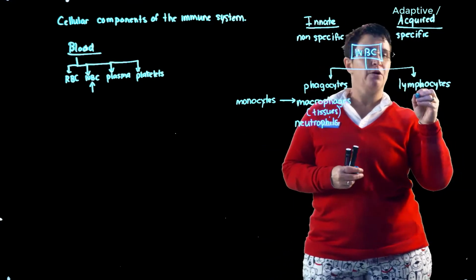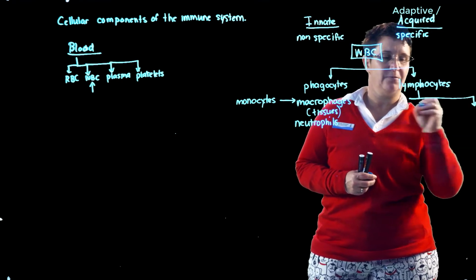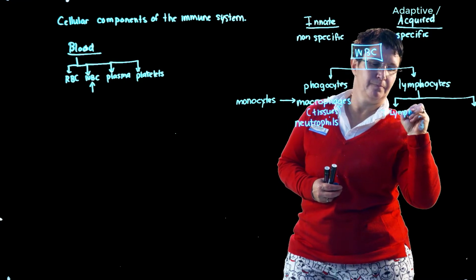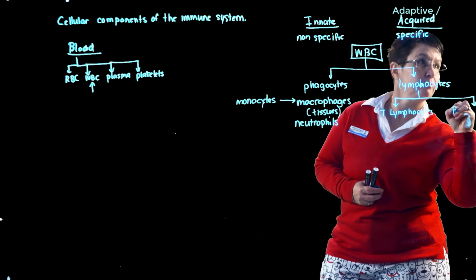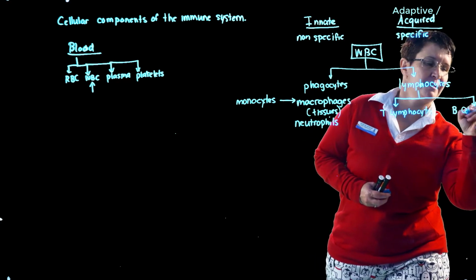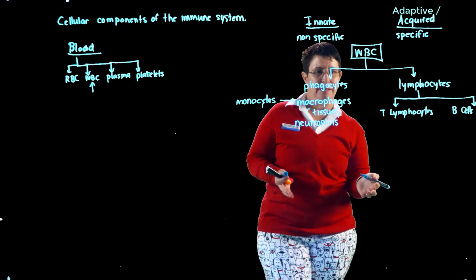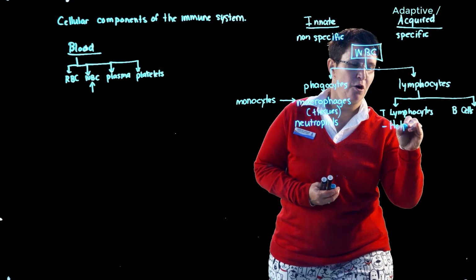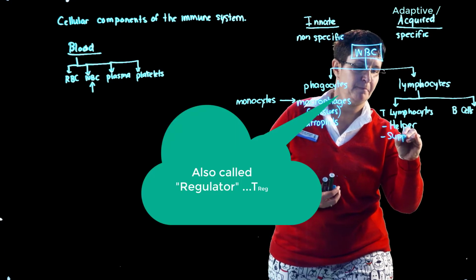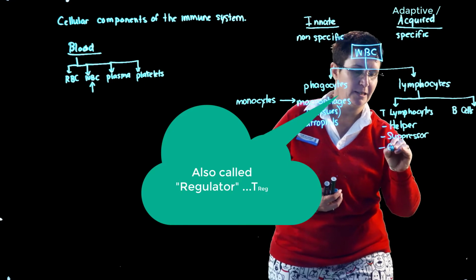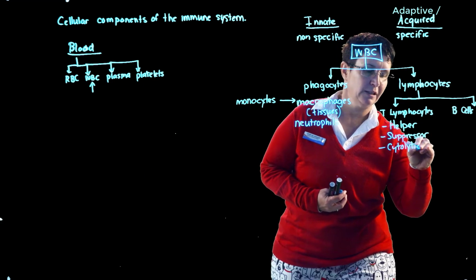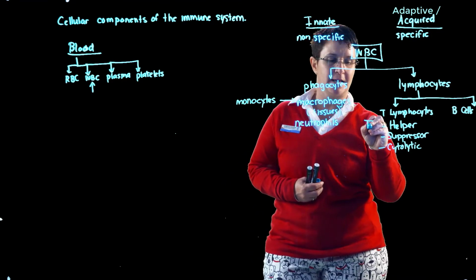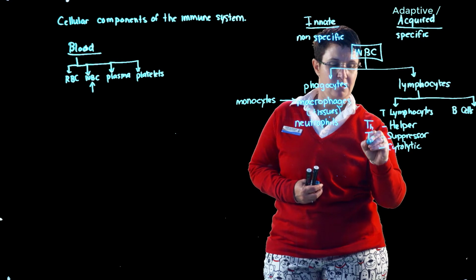The lymphocytes are broken up into T lymphocytes and B lymphocytes. You're going to hear these in various names. We'll call them B cells. So your T cells and your B cells are within these areas. T cells have three forms: helper, suppressor, and cytolytic. Cytolytic are also called killer T cells. It's perfectly fine to use either term. These get annotated to TH, TS, and TC.